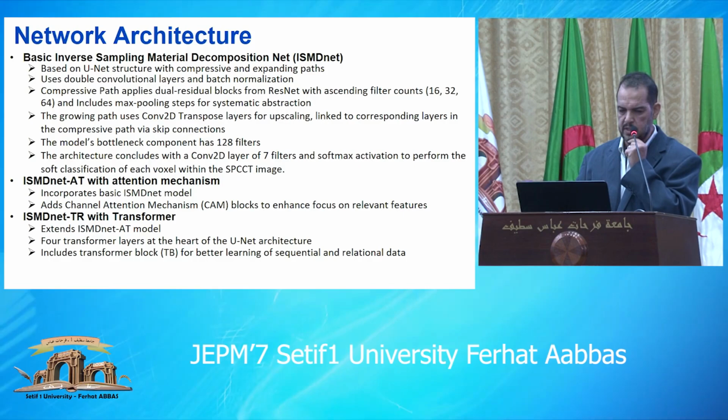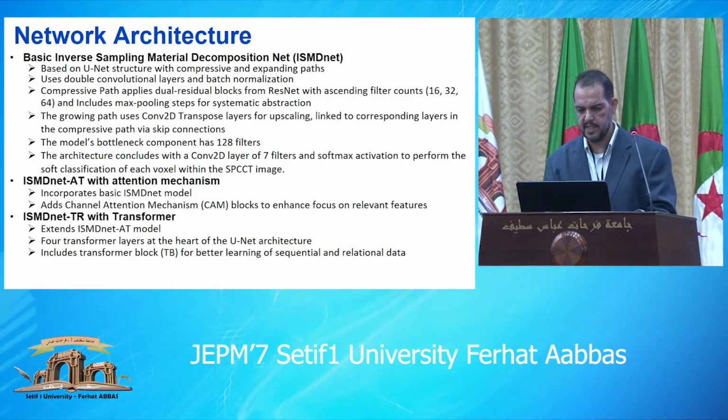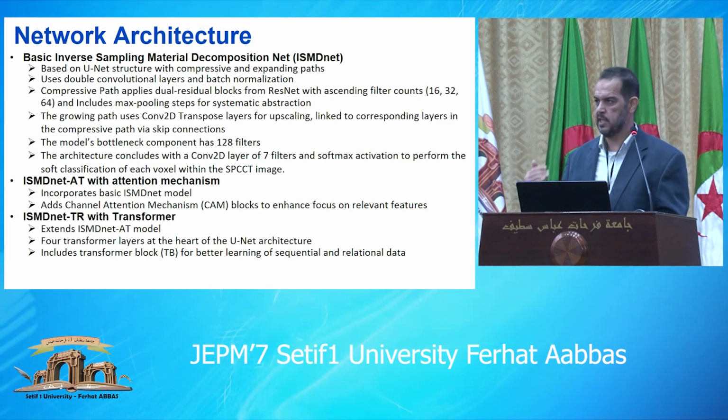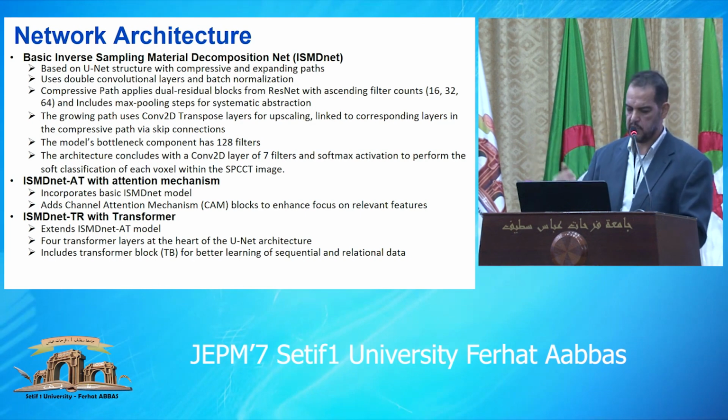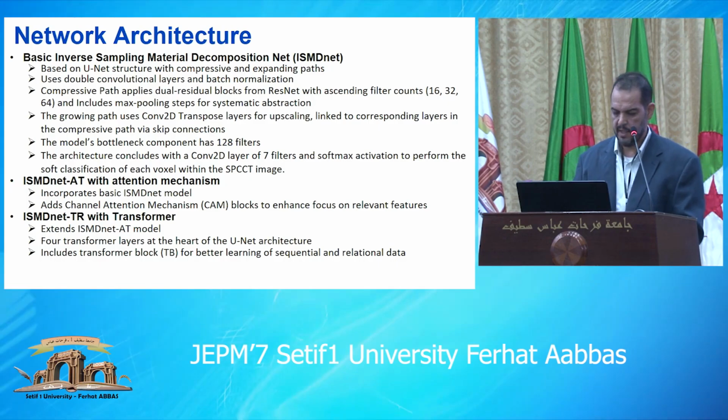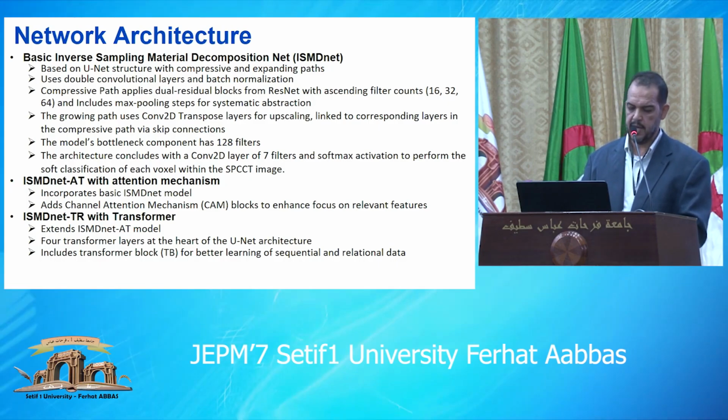He called it inverse sampling material decomposition net, ISMD net, which is based on the UNet structure. In the compressive path, he used dual residual blocks from ResNet. The filters, I will show you, are 16, 32, and 64 filters. Then the second variant is he added the channel attention mechanism. And in the third variant, he included a transformer in the bottleneck of the UNet.